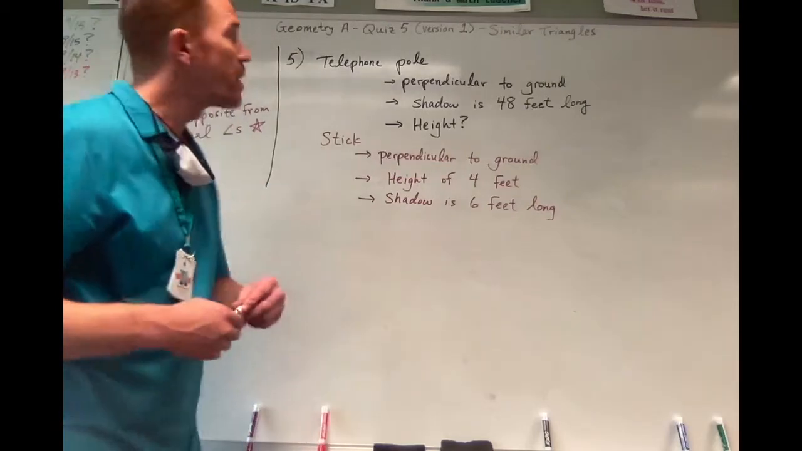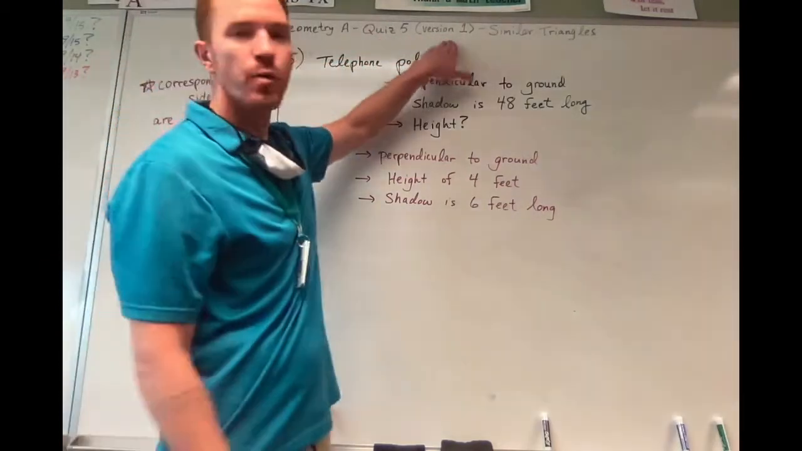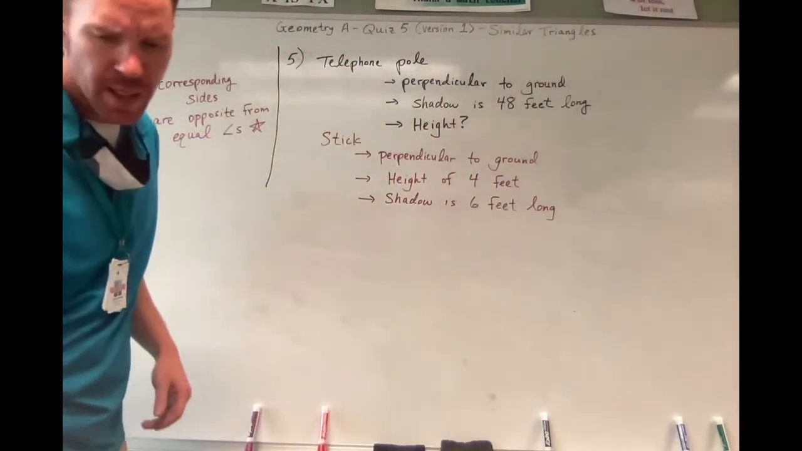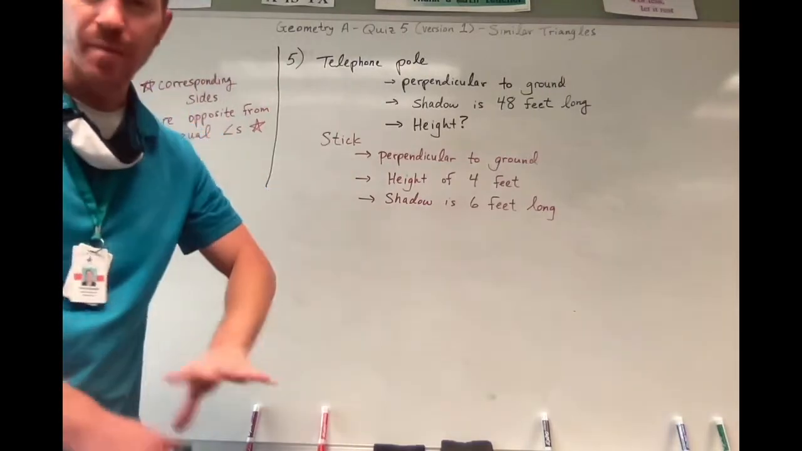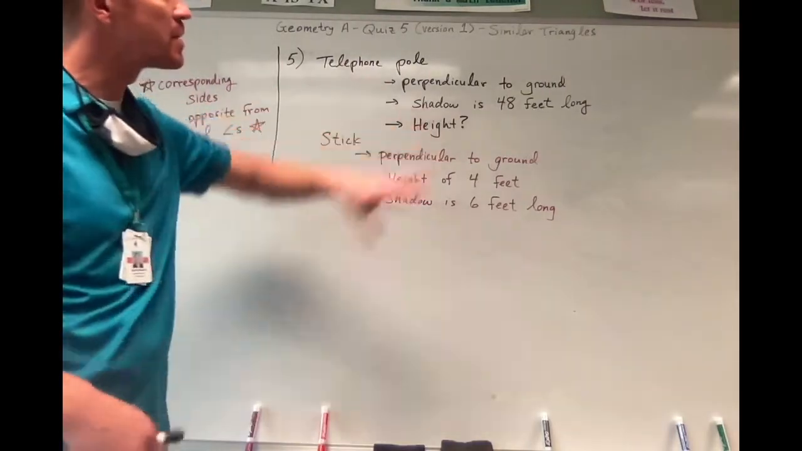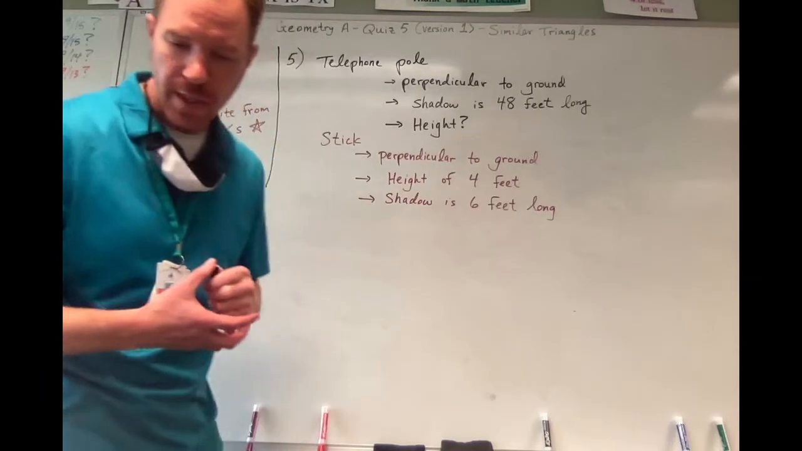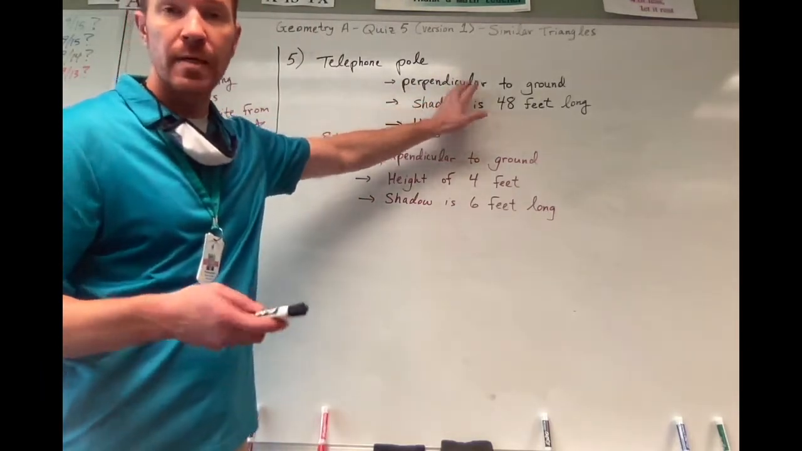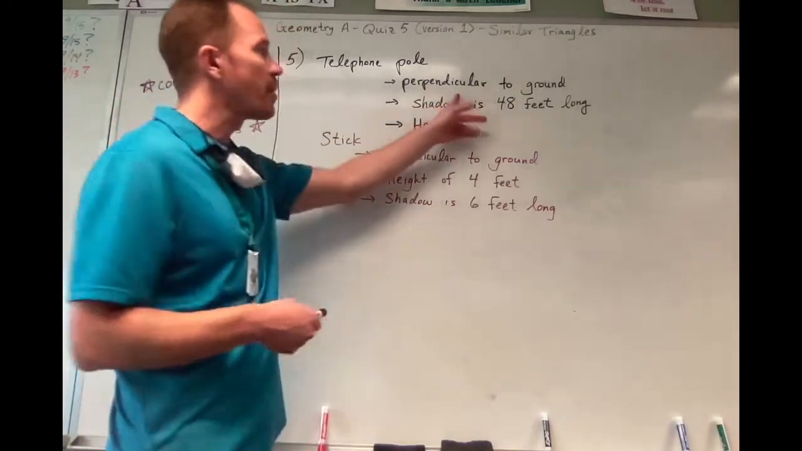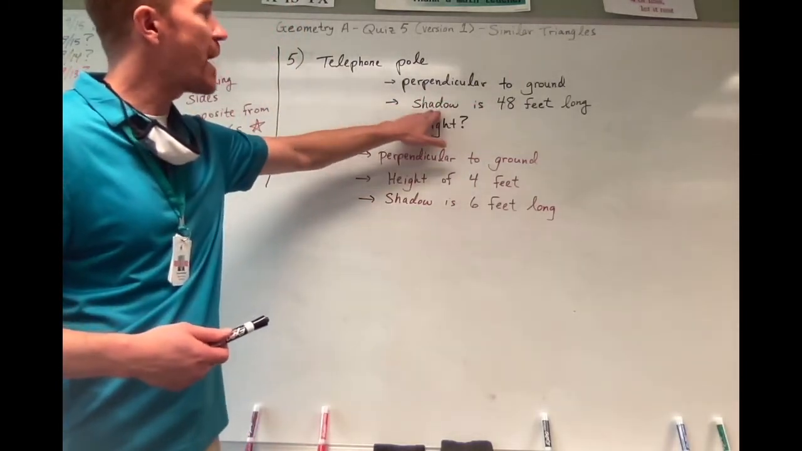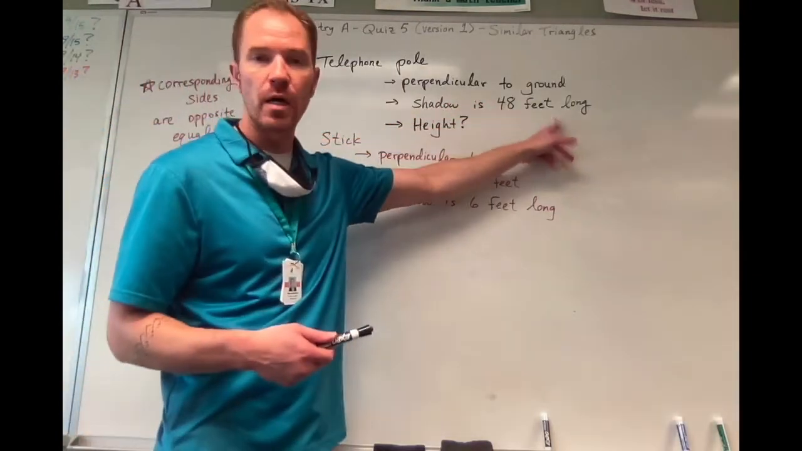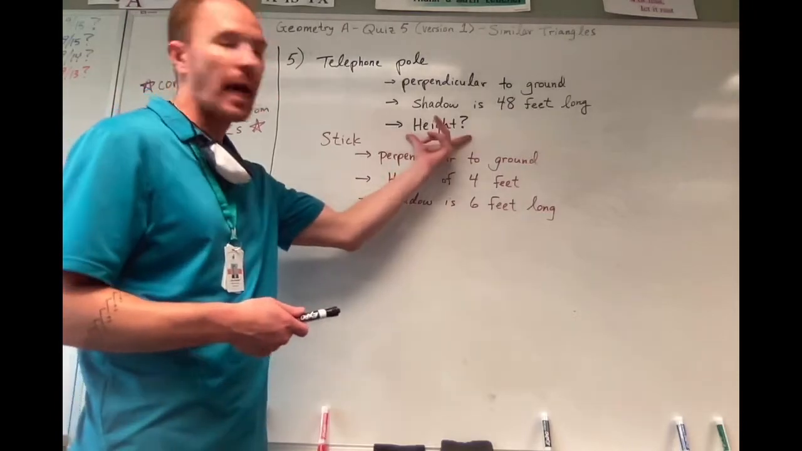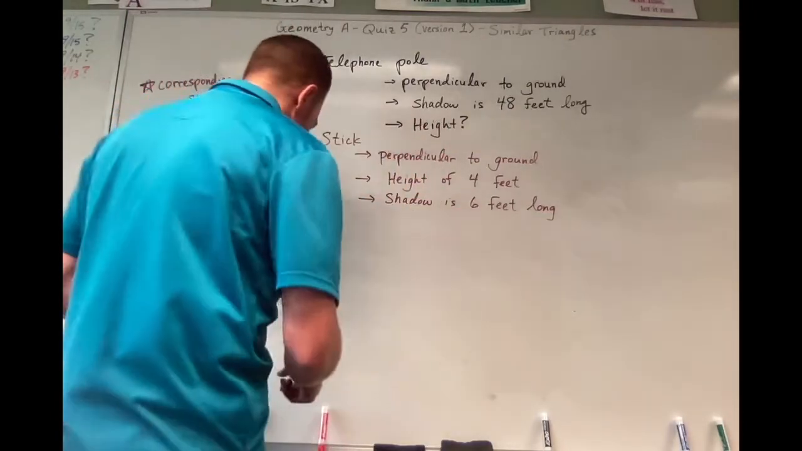All right, we're finishing up the Geometry A Quiz 5, version 1 on similar triangles. So this is question number 5, and I know on your paper there's just a bunch of sentences, but I just kind of picked out the pertinent information. So we got a telephone pole. We're told it's perpendicular to the ground. Now, I don't think we covered that in class, so we'll talk about what that means. We got a shadow for the telephone pole that's 48 feet long. Ultimately, they're asking us how tall is the telephone pole. So I just put height with a question mark. That's what we're going to be looking for.